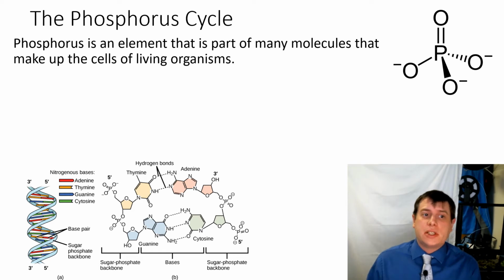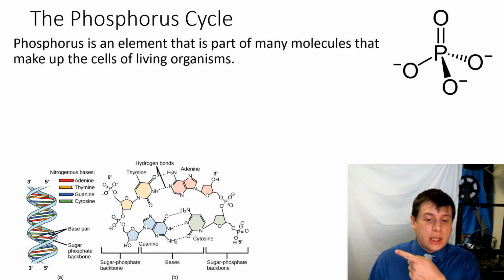So phosphorus is an element that makes up many parts of the molecules that make up any living organism. Most often, it's in the form of phosphate, which you see above me. Phosphate is a phosphorus atom that is bonded with 4 oxygen atoms.